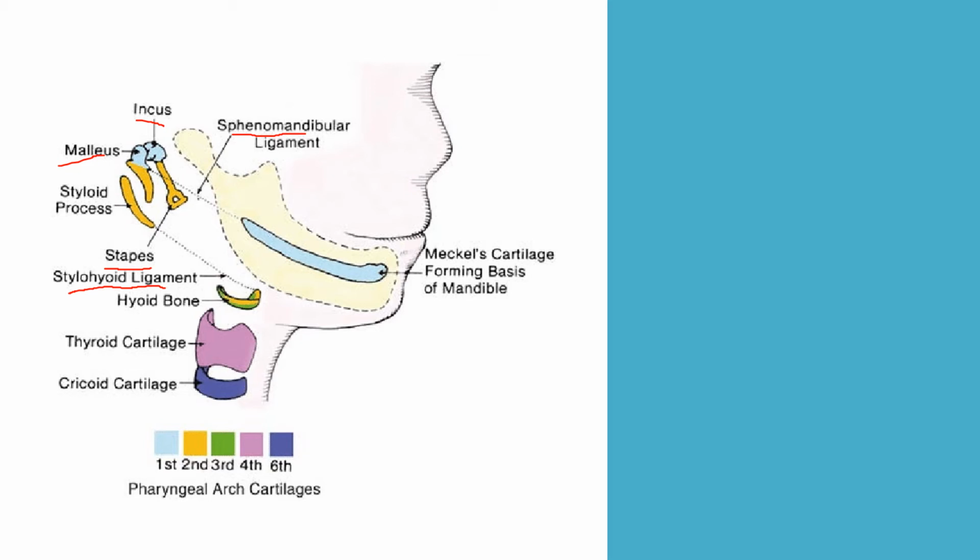And then next one is the sixth arch. The sixth arch has a dorsal and a ventral part. The dorsal part disappears. The ventral part forms the cricoid and arytenoid cartilage. So these are the skeletal elements and their derivatives from the central axis of the mesodermal core.